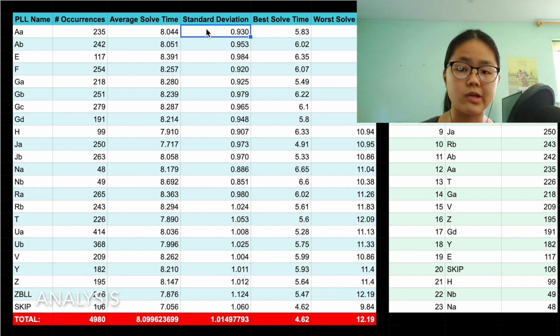Another statistic I wanted to look at was standard deviation, because perhaps some PLLs can be fast to execute, but if they also take a long time and have a really high standard deviation, it might be worth looking into either changing to a more stable ALG or working on that ALG to make it more consistent.